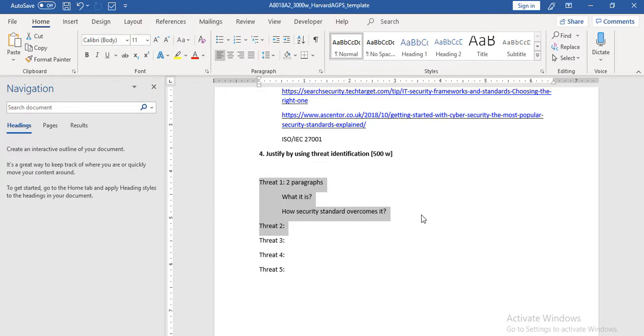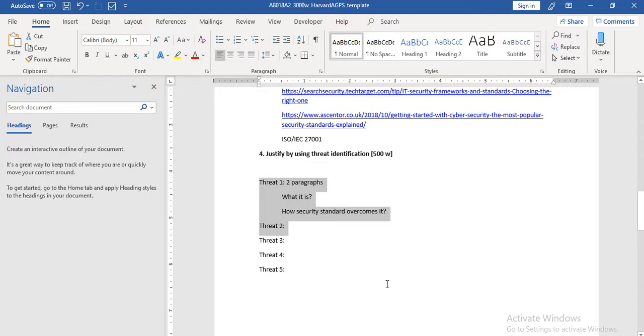Okay, it is optimal to write one or two. But even if you can't reach the number of words, I request you to write more than two threats to complete the document in 500 words. Understood? That's it about the task, guys.